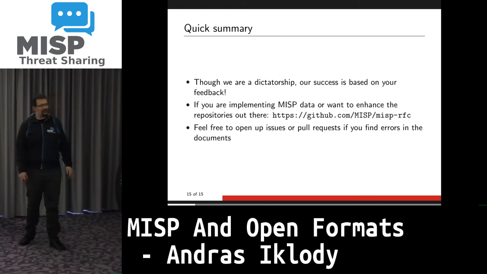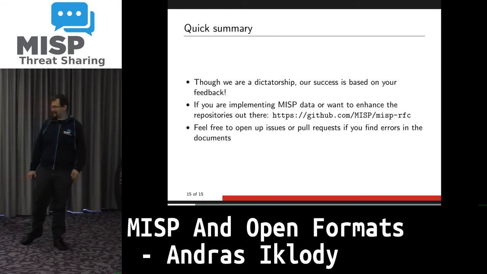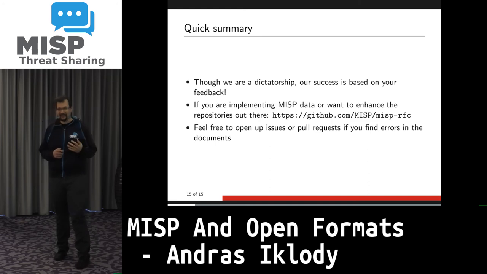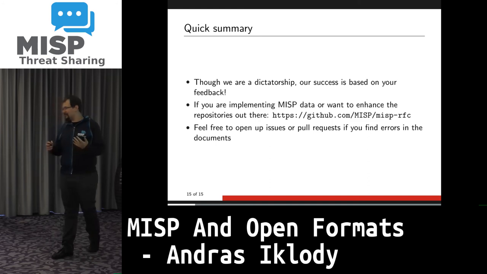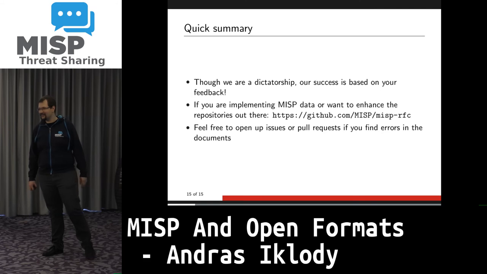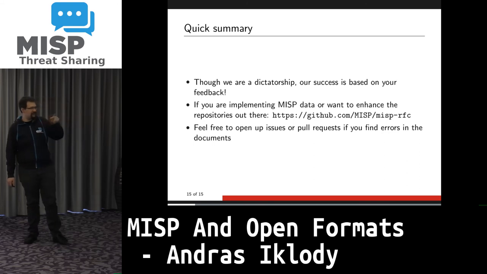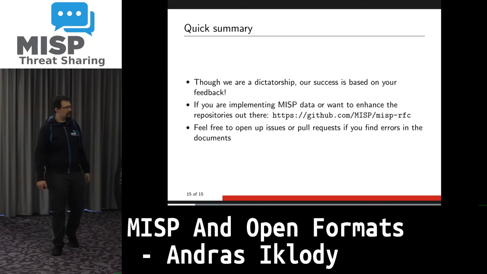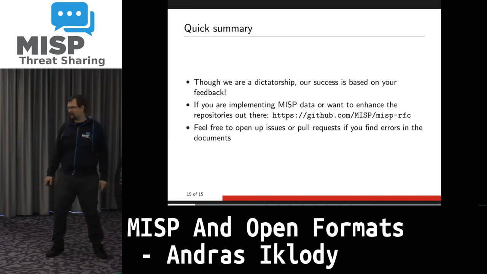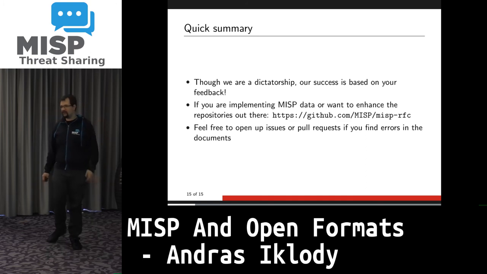So, just to quickly recap, we are a dictatorship, as said before, but our success is based on the feedback. If we had not taken any of the feedback we've gotten into consideration, we would still be in that initial draft with almost nothing that we're sharing. So please make sure that you let us know if you have any ideas or if you want to make any changes. For the documents, for the RFC, you can find them on GitHub, or on the IETF website where we've published the drafts. On GitHub, feel free to open any issues that you see with the documents themselves.